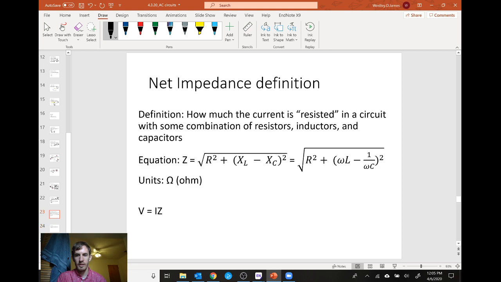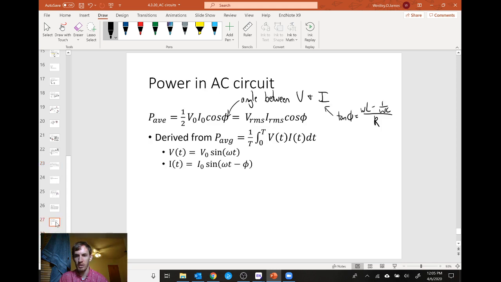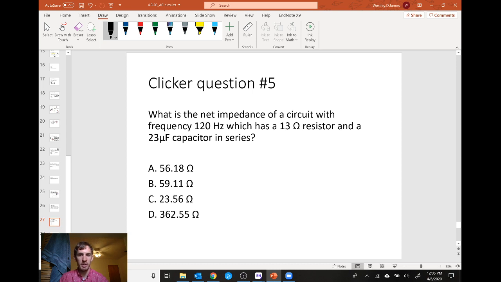Okay. So, very quickly, I'm going to run through the last few things. I'm going to cover them again a bit more. But I did give you this last one. This is the last quicker question I gave you, which is what is the net impedance of a circuit with a frequency of 120 hertz, which has a 13 ohm resistor and a 23 microfarad capacitor in series.